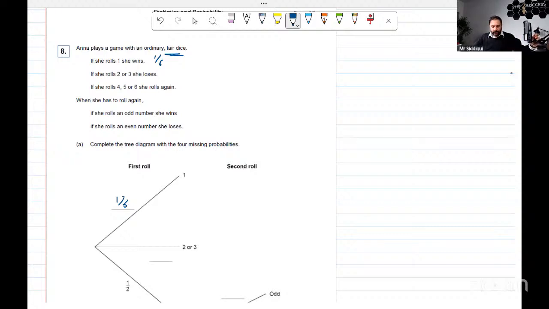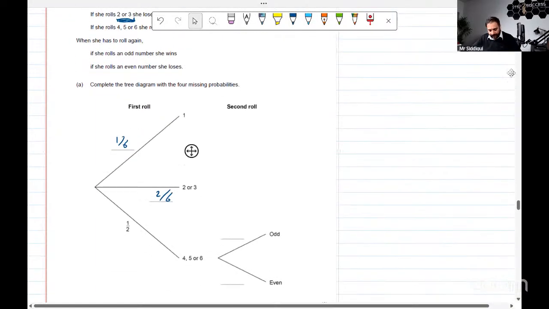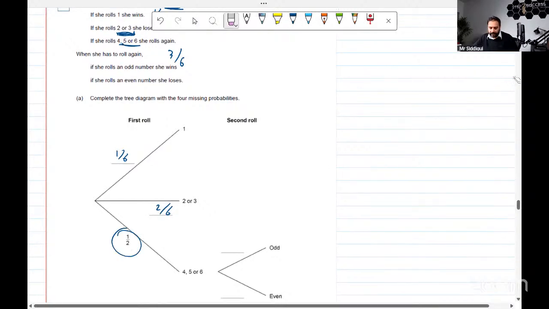If she rolls 2 or 3, she loses. So the probability of rolling a 2 or a 3 on a dice, because there's 2 of those numbers, is 2 out of 6. And then if she rolls 4, 5, or 6, she rolls again. So that means that's 3 numbers out of 6. Okay, so 3 out of 6 is a half. That's why we put a half over here already. So just double check that this adds up to 1 whole, which it does, because that's a half and there's another half. And we're going to roll again.